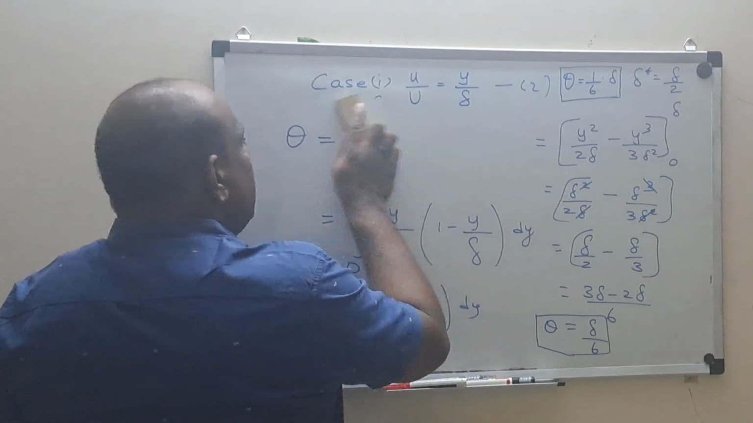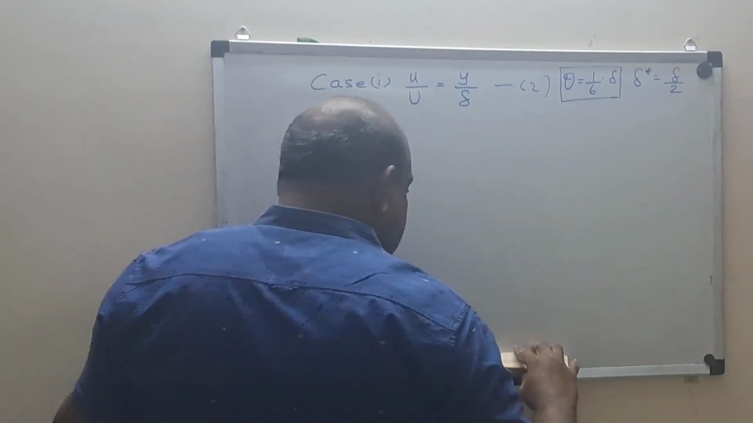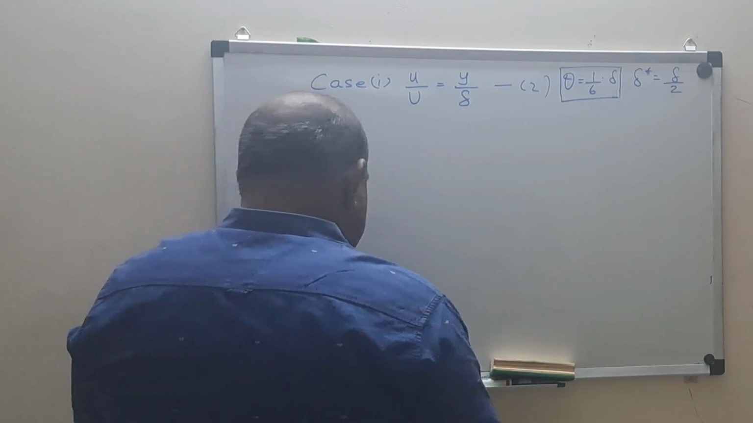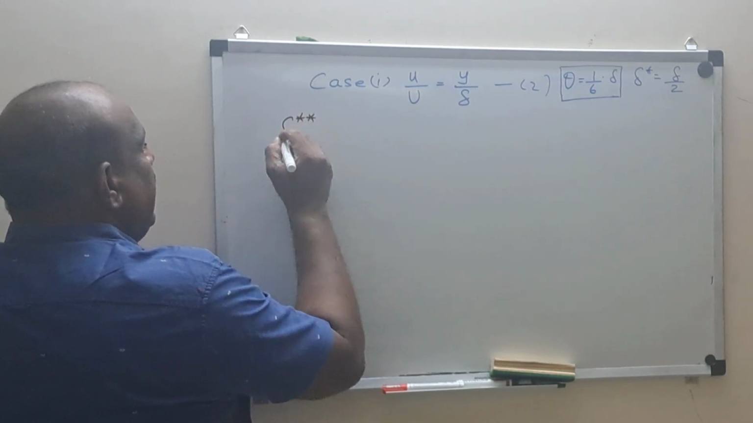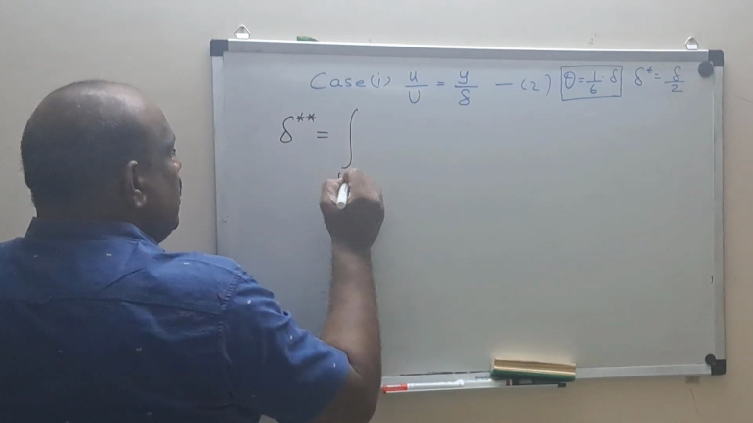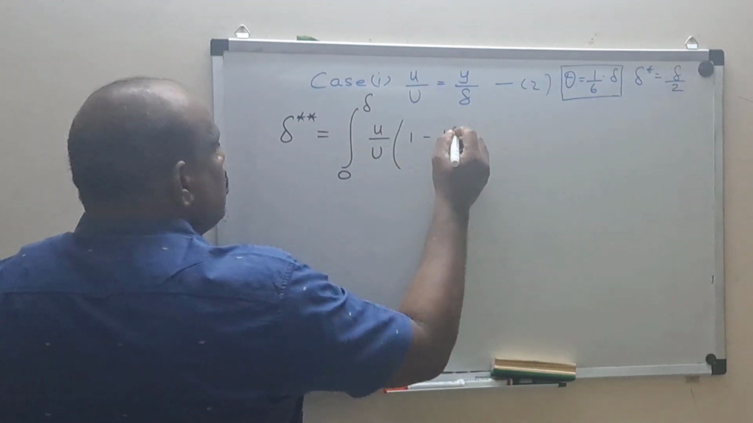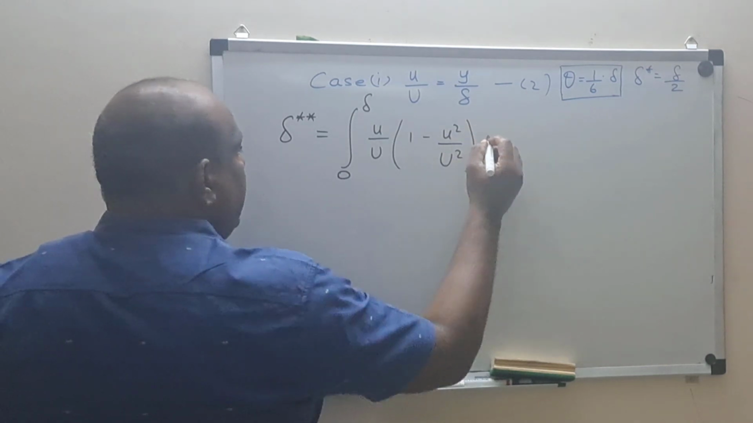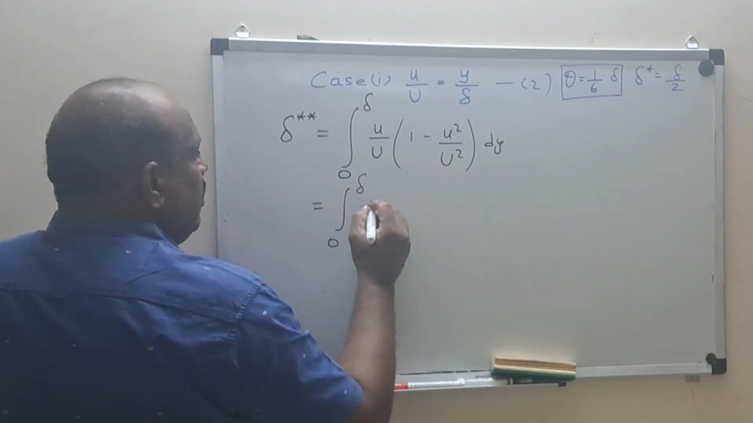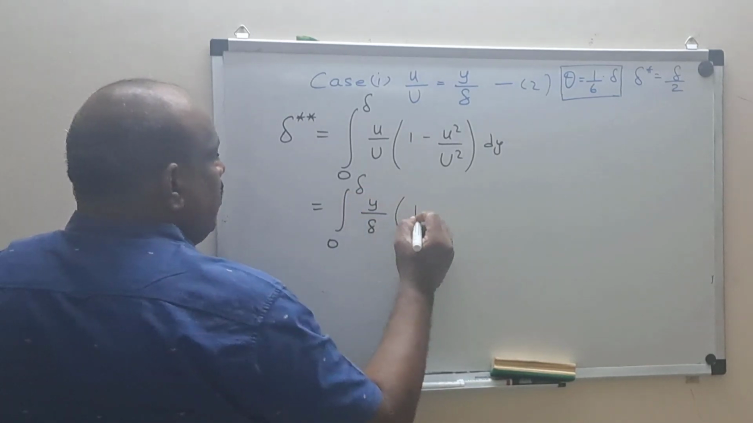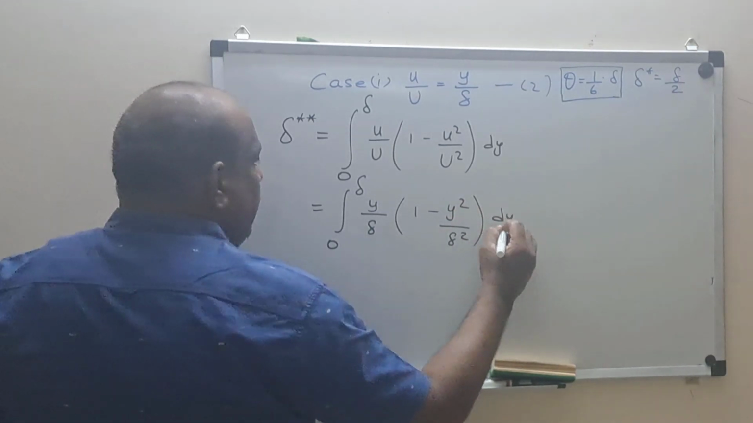The third work is now related to the energy thickness. The energy thickness is given by the formula delta double star. Okay, so delta double star is given by the integral from 0 to delta of u by capital U into 1 minus small u squared by capital U squared of dy. Substitute this formula over here. It will become 0 to delta y by delta into 1 minus, I can put directly y squared by delta squared, of dy. I hope you can understand it.